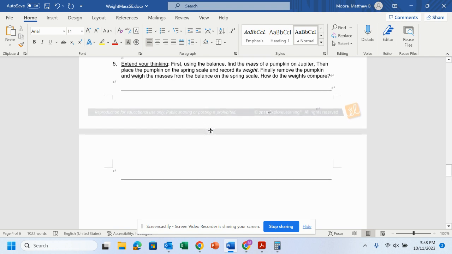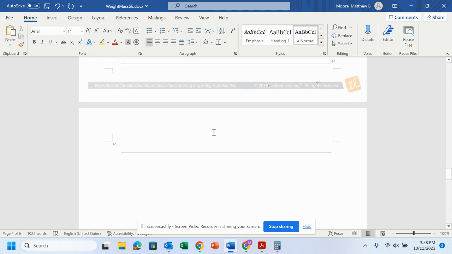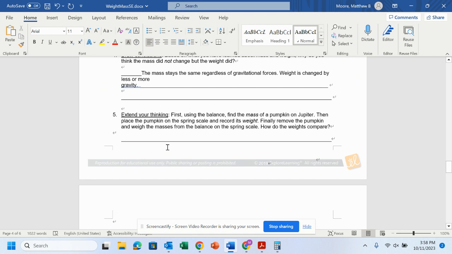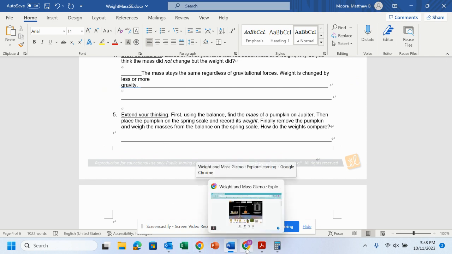So extend your thinking. First, using the balance, find the mass of a pumpkin on Jupiter. Then place the pumpkin on the spring scale and record its weight. Finally, remove the pumpkin and weigh the masses from the balance on the spring scale. How do the weights compare? Okay, that's easy. So, mass of a pumpkin on Jupiter.